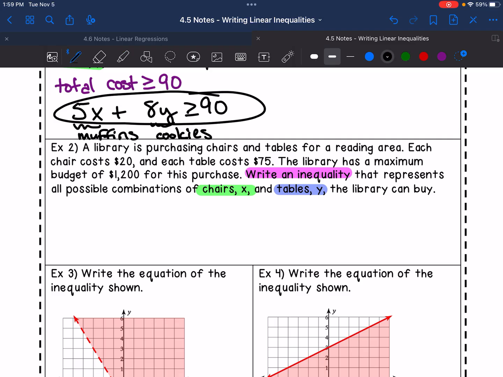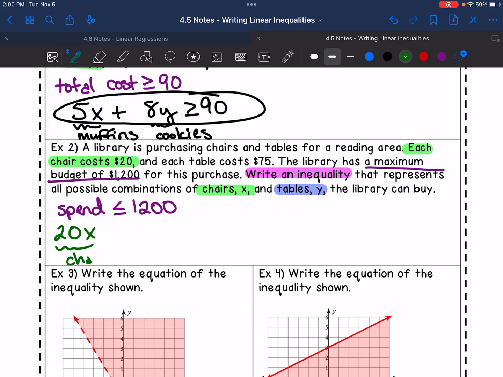So when we think about this for my inequality, I've got to think about how much I'm going to spend on the chairs and tables. And if I have a maximum budget of $1,200, that means I can't go over that amount. So I have to stay less than or equal to $1,200. So looking at the particulars, for the chairs, it says each chair costs $20. So I have to multiply how much it costs by how many there are. So that means chairs is going to be 20 times X. Okay, that gives me my chairs.